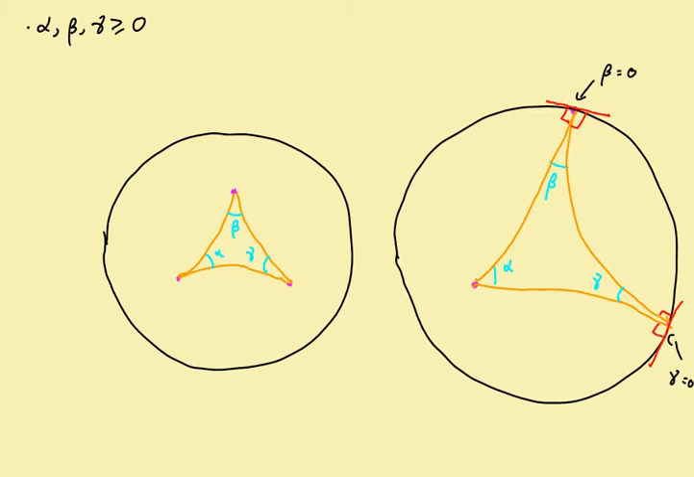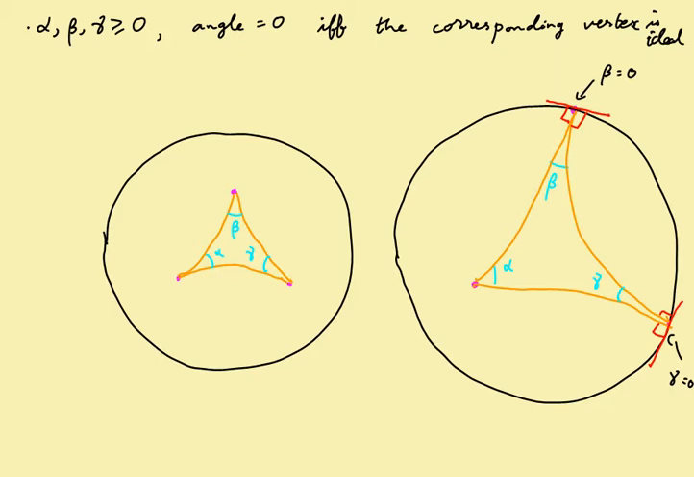So the second thing we know is that an angle equals 0 if and only if the corresponding vertex is ideal. So this is the first thing we know.